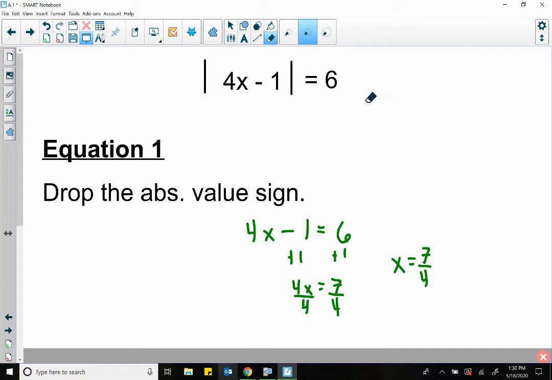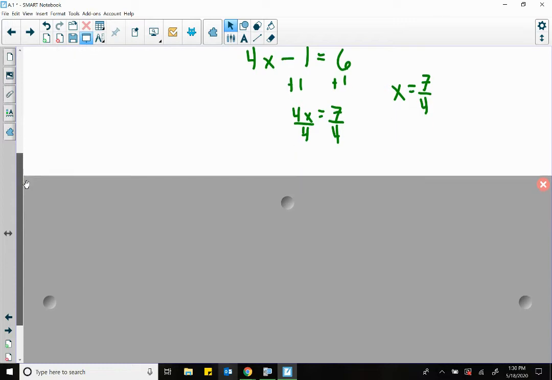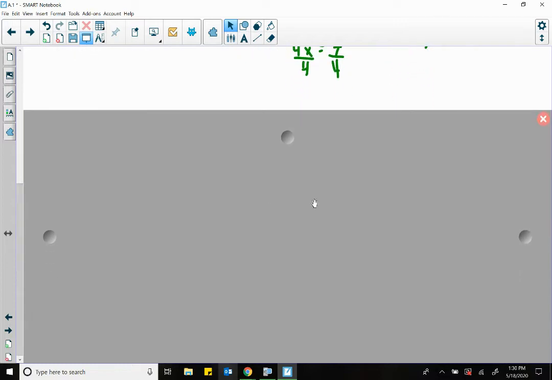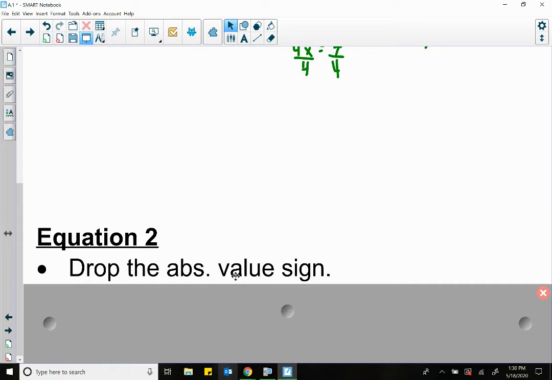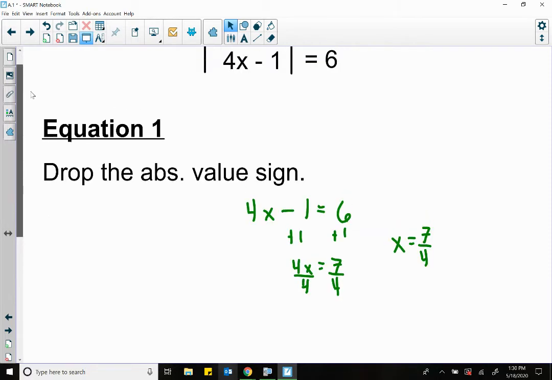So the first equation, super simple. Drop the absolute values and solve. All of you are really good at getting me this answer. It's the second equation that throws us off. You're going to do two things for the second equation. For the second equation, you're going to, I put a lot of room there, drop the absolute value sign. Okay? So we're going to drop the absolute value just like before.